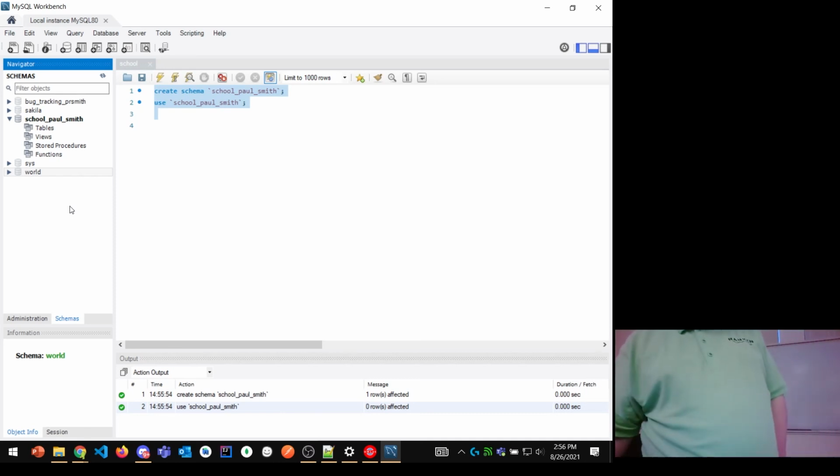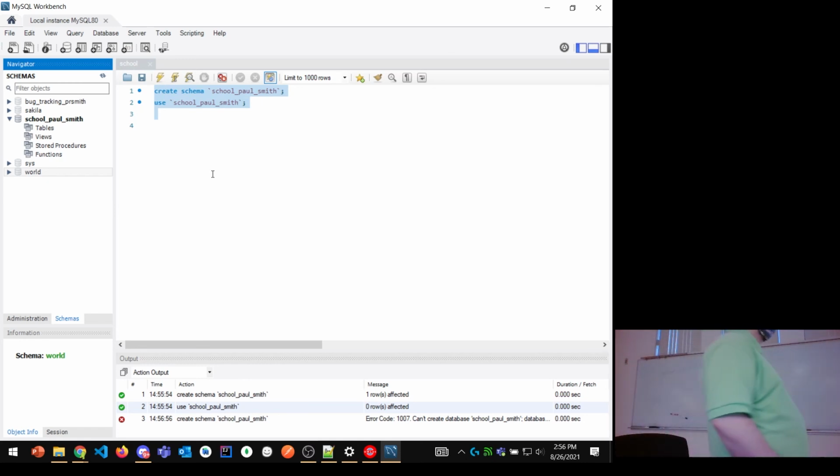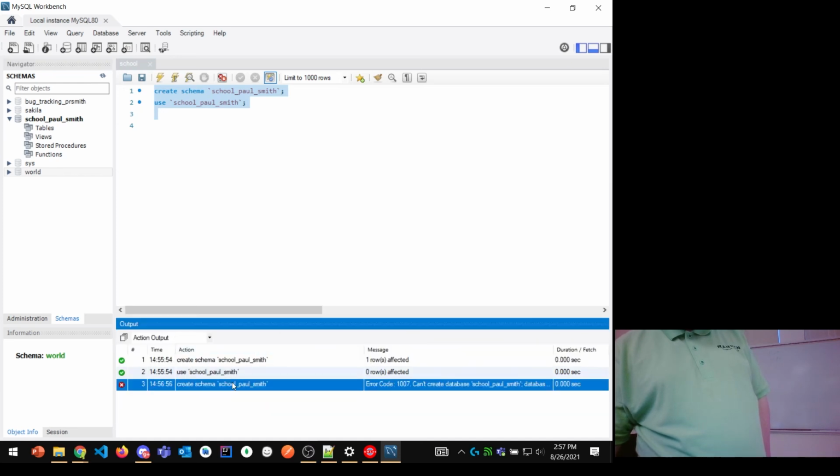Now, just for grins, let's try to hit the execute button again. Okay. Now this time it didn't work. This time it tried to create that schema and says, nope, I can't do that because it's already there. Does that make sense? Okay. So if I try to write a script this way, I can only ever run it once.